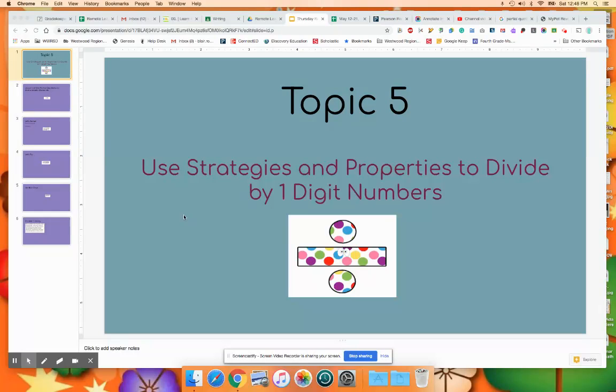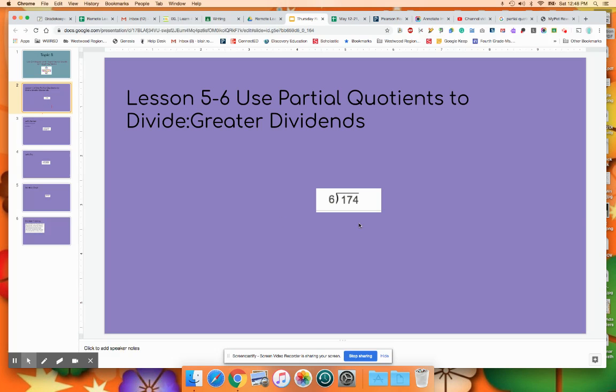We're continuing with topic 5 in division. Today, we're continuing with what we did yesterday of dividing using the algorithm of partial quotients. Today, it's just going to be larger dividends. So the numbers are a little bit larger, but it's still the same strategy that we used yesterday. So here we have 174 divided by 6.